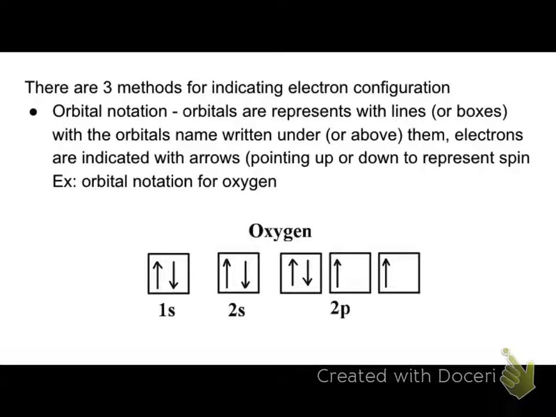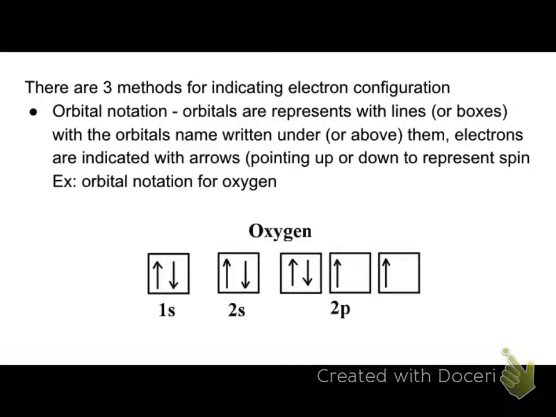Now, drawing the arrows like this works really well for about the first 2 periods on the periodic table, because they have a very small amount of electrons, right? Neon, which is the last one in the second period, has about 10. I don't know about you, but if I have to draw more than about 10 little arrows, I'm starting to get tired of it, right?